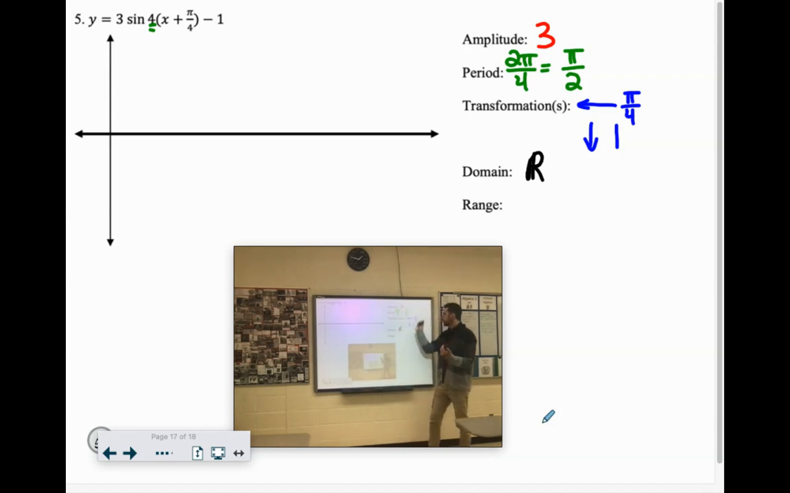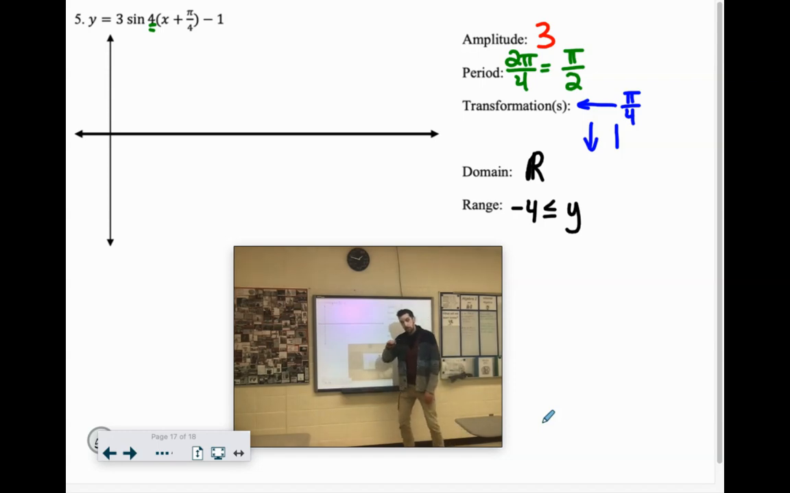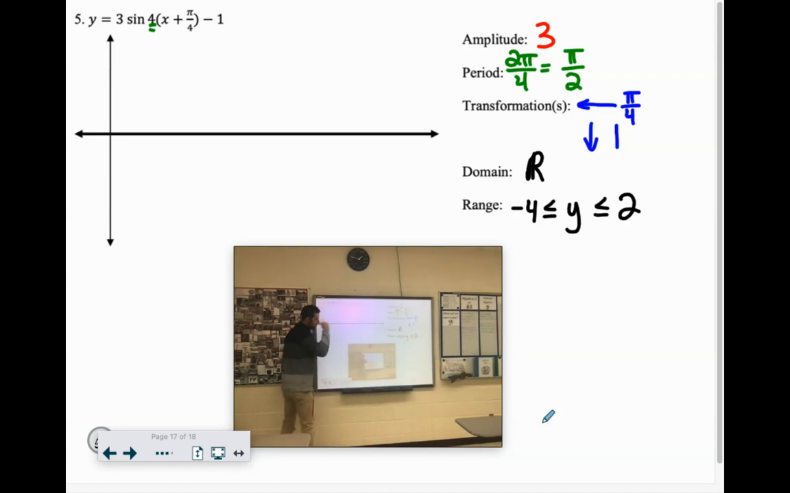Range. So if we're starting this graph down 1 unit, and our amplitude is 3, so it can go 3 up or 3 down. It's down 1. If I went down 3 more, that would be -4 for my lowest value. If my center's at -1 and I went up 3, that means 2 would be my highest value. But you can figure that out after you graph it as well. But I just like testing your brain, see what you can do. So let's say -1, -2, -3, -4, up to 2.